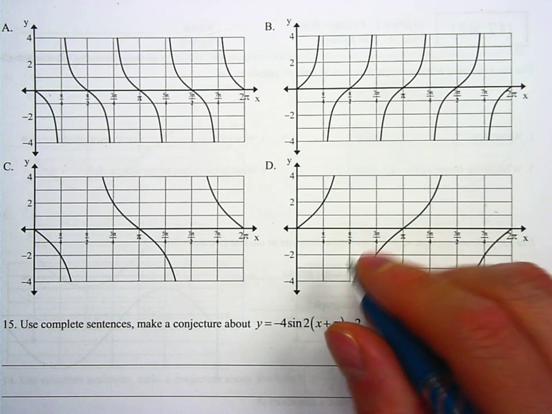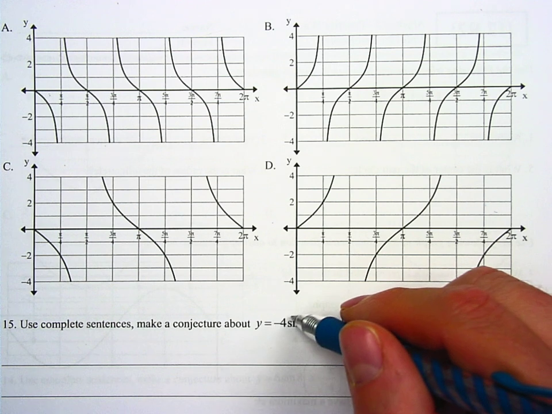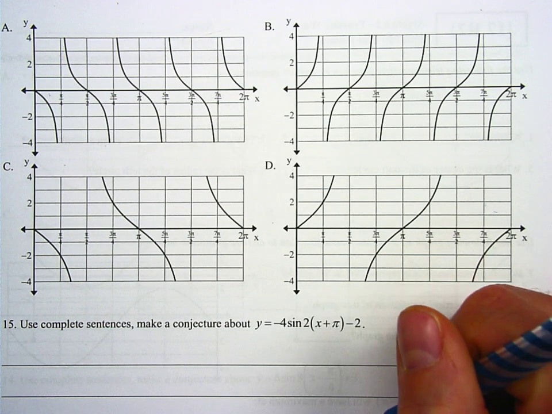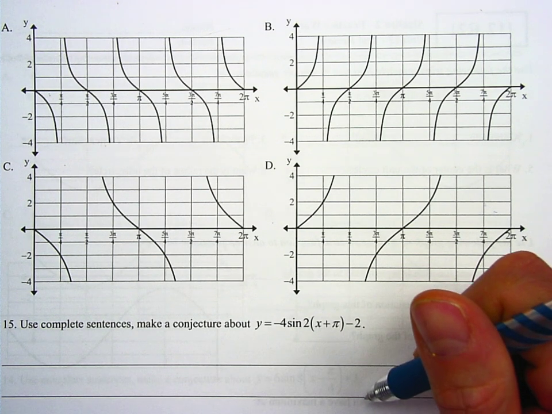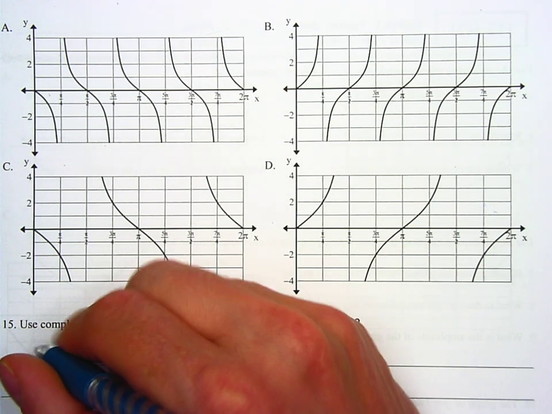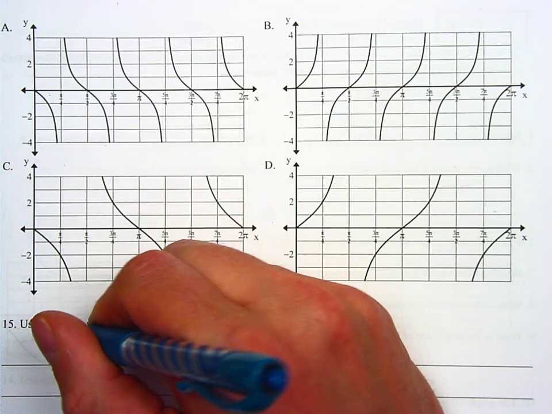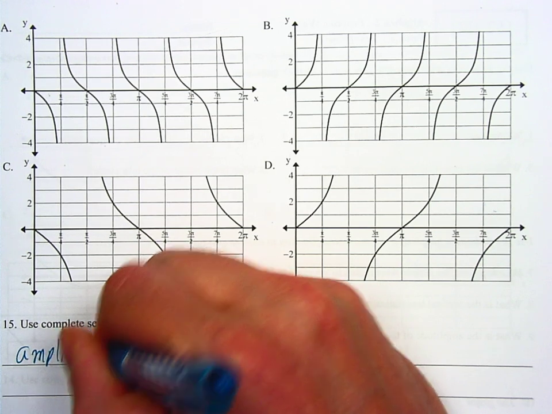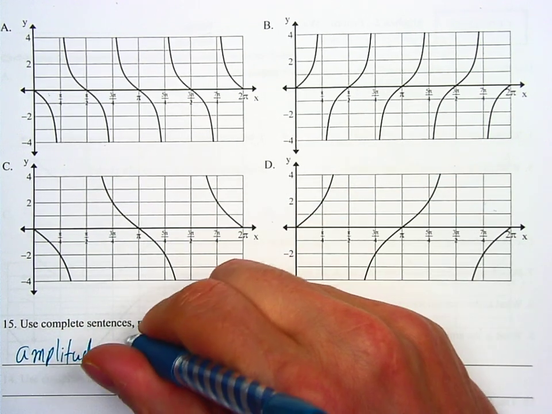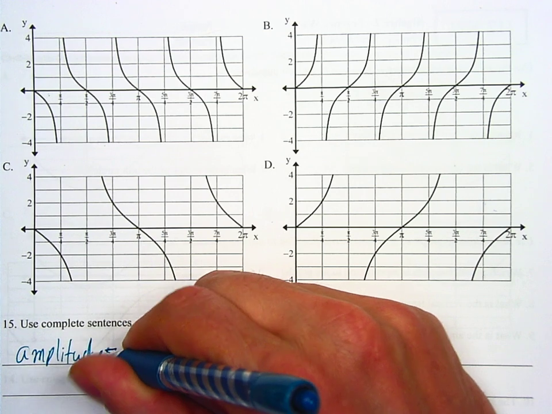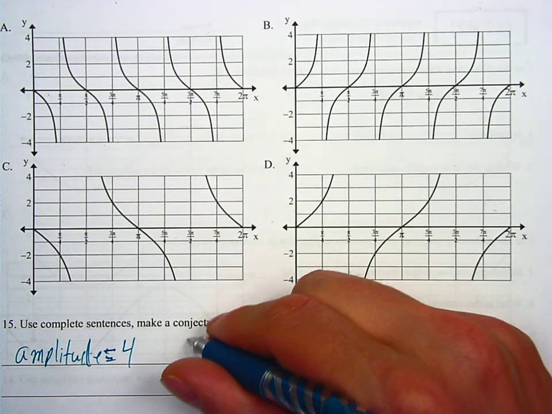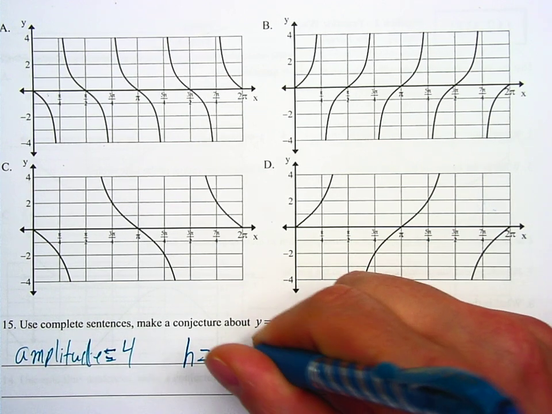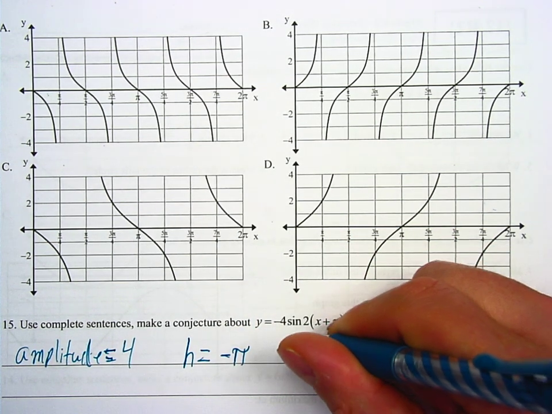All right, so use complete sentences making conjecture about y equals -4 sine 2 times x plus pi minus 2. So these will be worth, like I said at the start of the review, 8 each. So what I'm looking for here is, it says use complete sentences, but I'm looking for the amplitude, which is 4. The phase shift, which is -pi, not positive. Remember, it's opposite of what's written. The vertical shift.